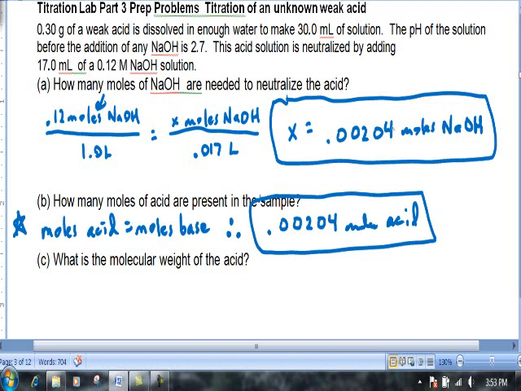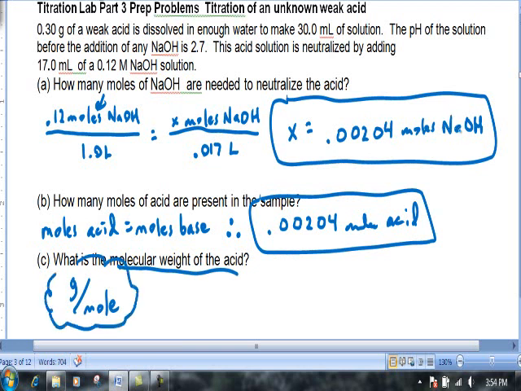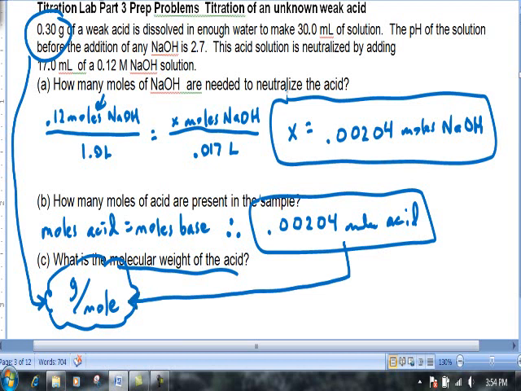The next part of the calculation, we're going to figure our molecular weight of the weak acid. Now, molecular weight, recall, the unit of measure is grams per mole. We need to know two things to get the grams per mole. The number of grams, which is provided. This is what we weighed out and then dissolved. So we have 0.30 grams of acid. And the moles we now know because it was equal to the moles of base. So we have our grams and our moles for our acid, which will allow us to determine the grams per mole for this particular weak acid.